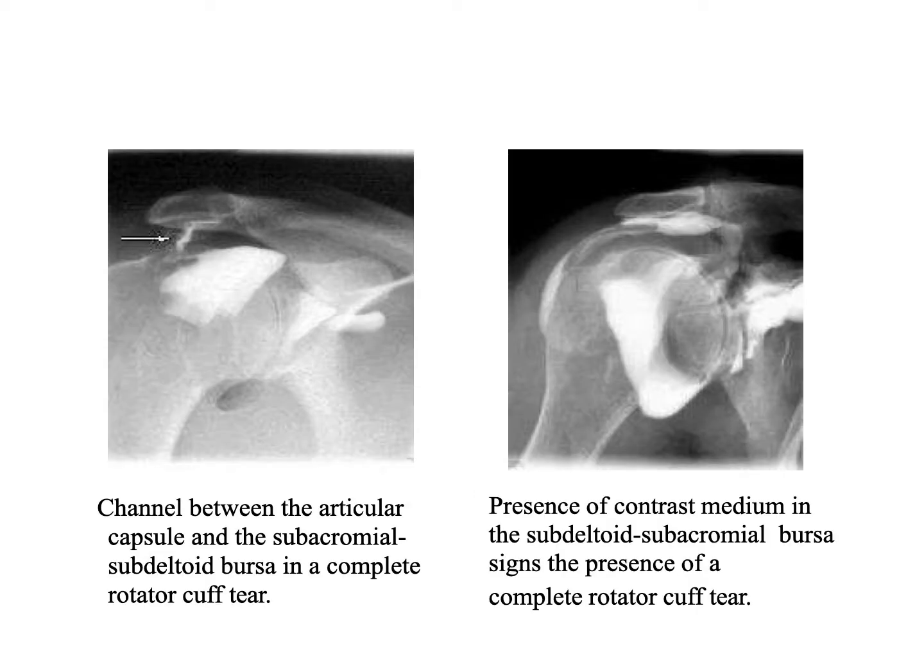This is a slide of an arthrogram in which we can see in the first picture that there is a channel between the articular capsule and the subacromial subdeltoid bursa in a complete rotator cuff tear. And in the second picture, we can see that there is a presence of contrast medium in the subdeltoid or subacromial bursa, again a sign of complete rotator cuff tear.